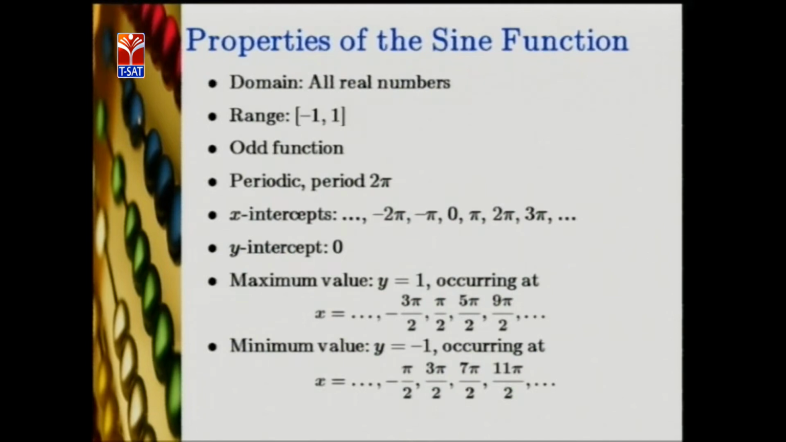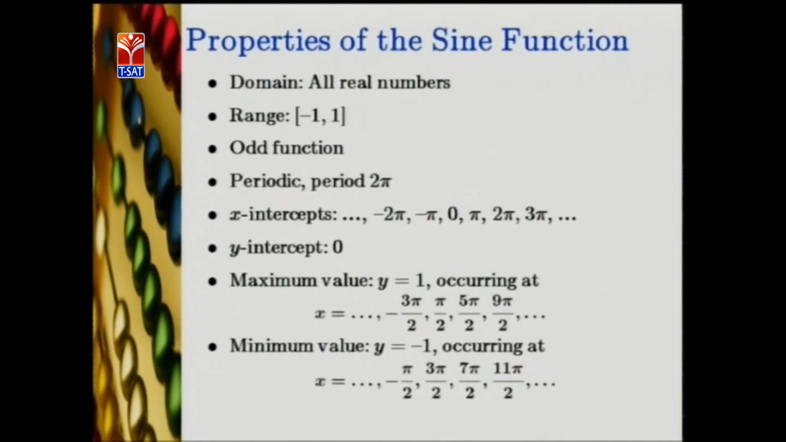The domain of the sine function is all real numbers, and the range of the sine function is -1 to +1. And the sine function is an odd function. The period of the sine function is 2 pi, and this sine function is a periodic function. X-intercepts occur at every integer multiple of pi, and the y-intercept occurs at only one point, that is 0.